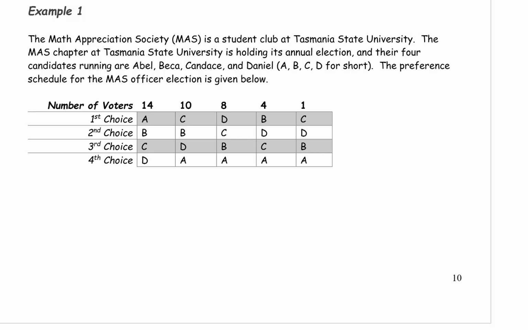The Math Appreciation Society, or the MAS, is a student club at Tasmania State University. The MAS chapter at Tasmania State University is holding its annual election, and their 4 candidates running are Abel, Becca, Candace, and Daniel. We'll call them A, B, C, and D for short. The preference schedule for the MAS officer election is given below.